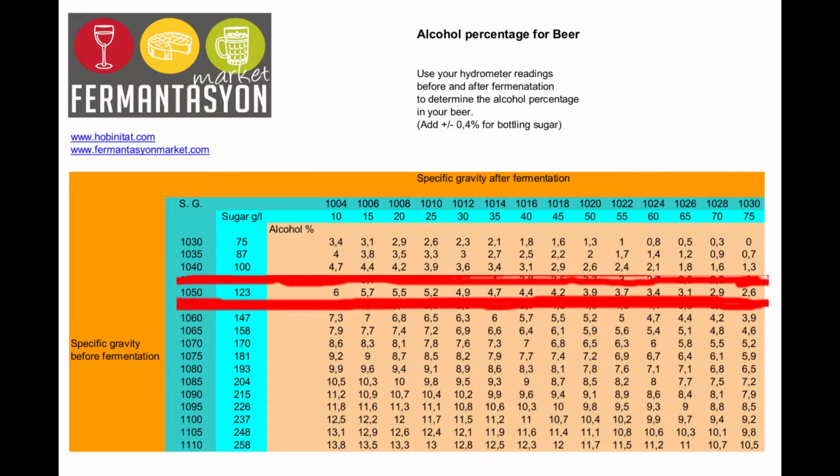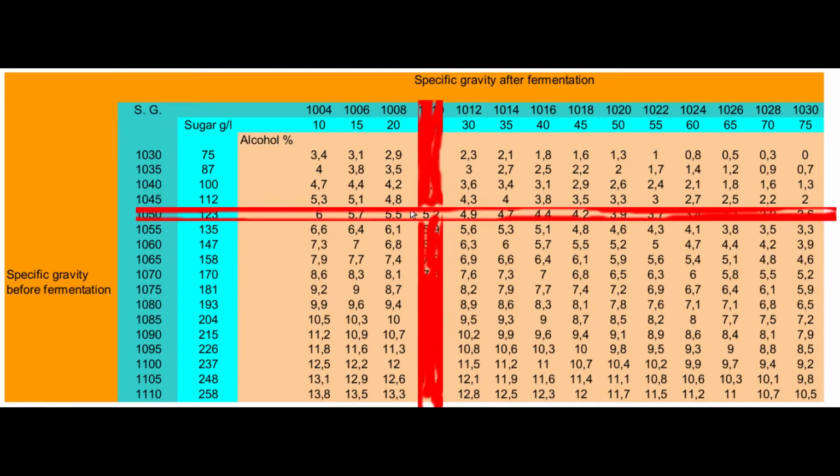You take the original gravity measurement on the side of the table and trace this row across. Highlighters work well for this purpose. Now go to the top or bottom of your table and find your final gravity measurement. Trace this column and it will eventually intersect with your original gravity row. This is your alcohol percentage.